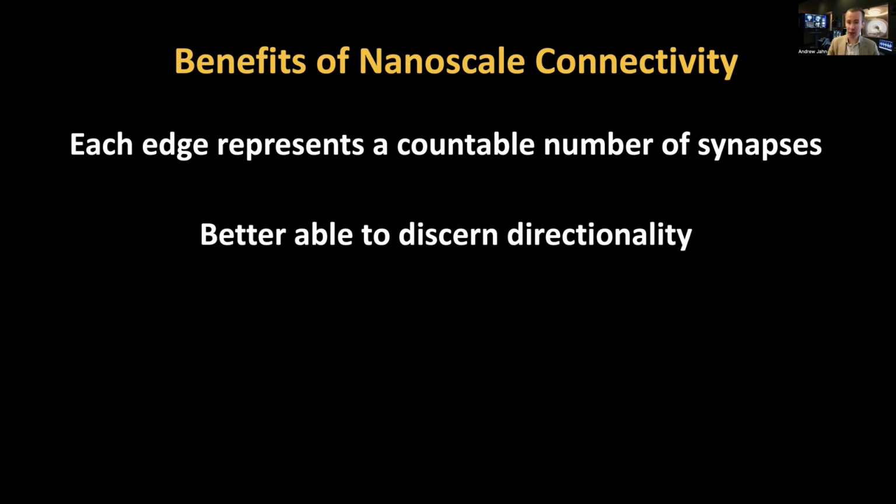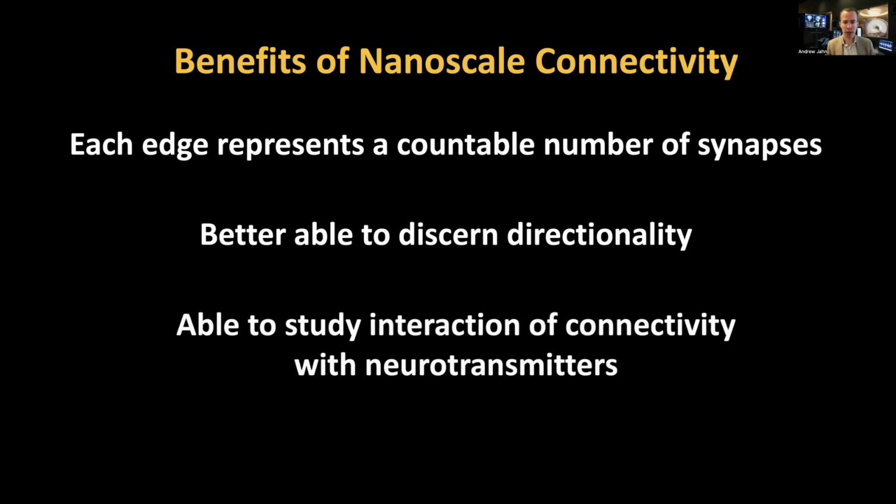And if we look at this scale, now we're going into nanoscale, where we're talking about the terms used in this preprint. Each edge, okay, this is a graph theory term. So you think of an edge as usually a connection from one node to another. Okay, think of that as a synapse. This gives you a better idea of discerning directionality. You have a good idea of what effect one neuron is having on another.